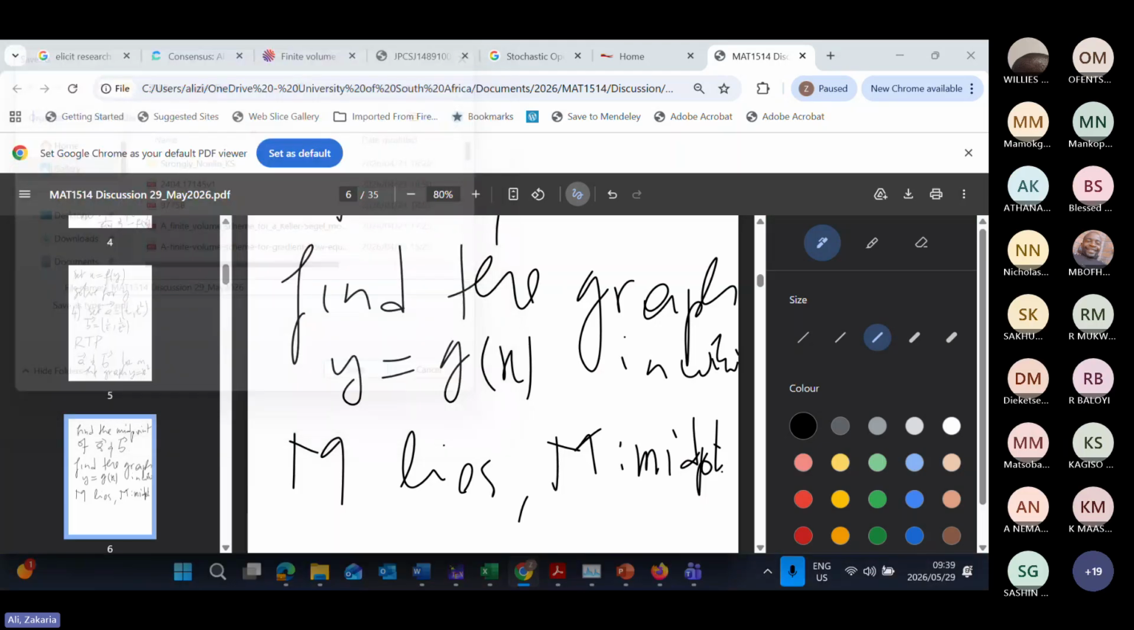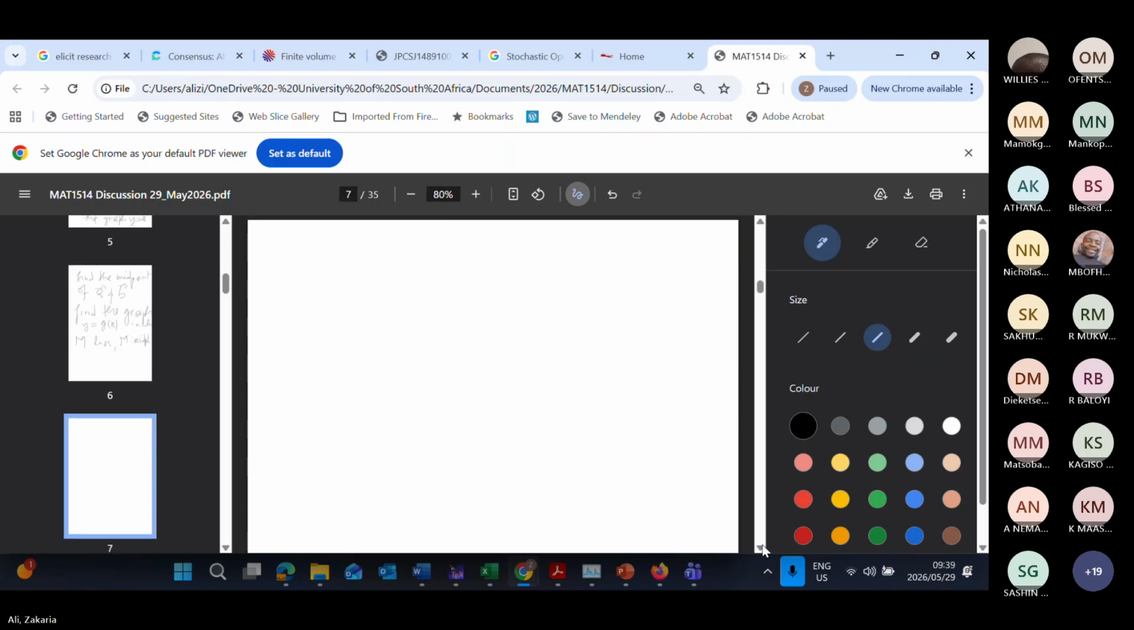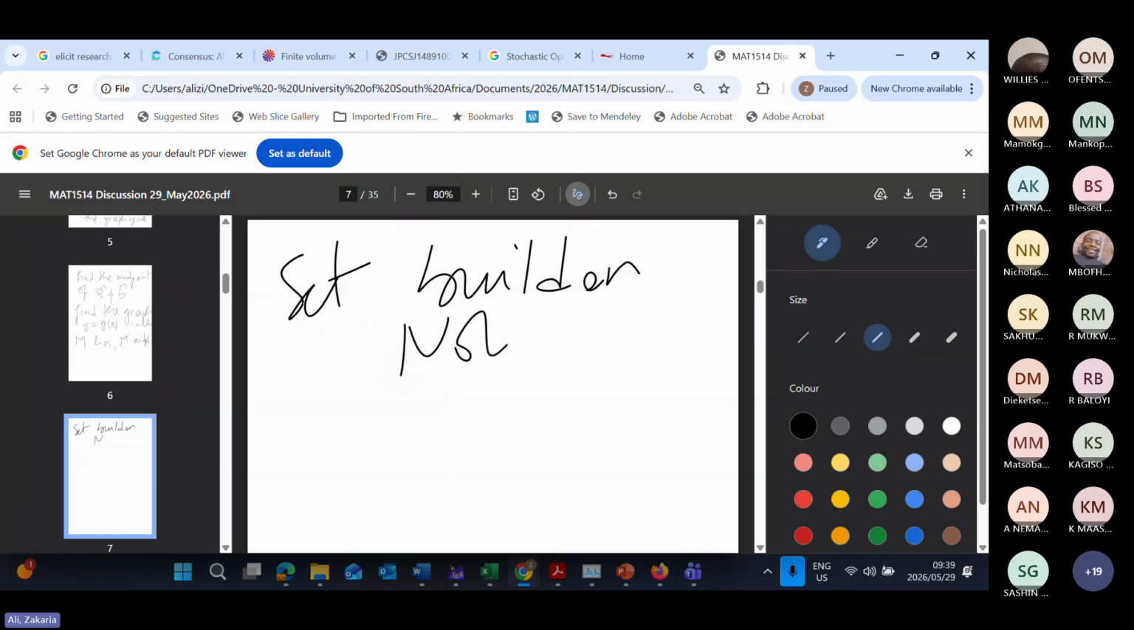Notion of set builder notation. The notion of set builder notation last time. A set is usually called set builder notation.